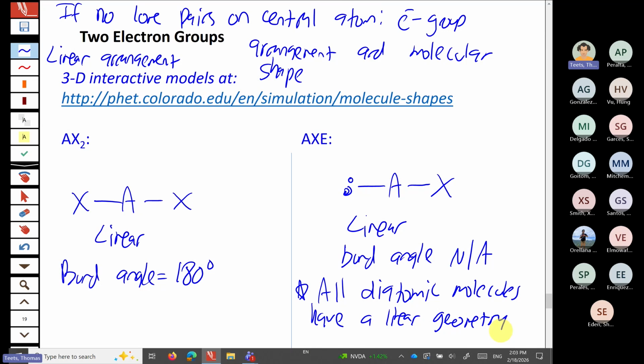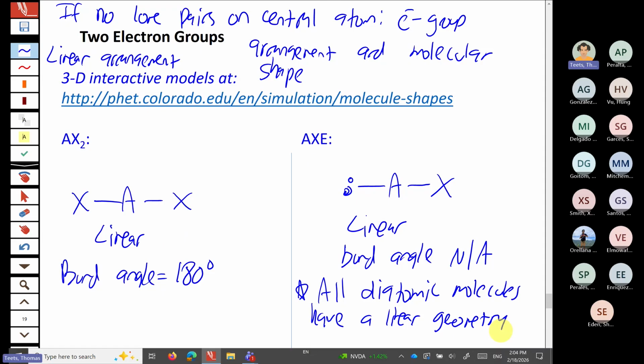So H2, O2, N2, CO, NO, whatever formula you can think of that only has 2 atoms in the formula has to be linear, because 2 atoms cannot be anything but linear. Okay, so those are the pretty straightforward ones, I would say.